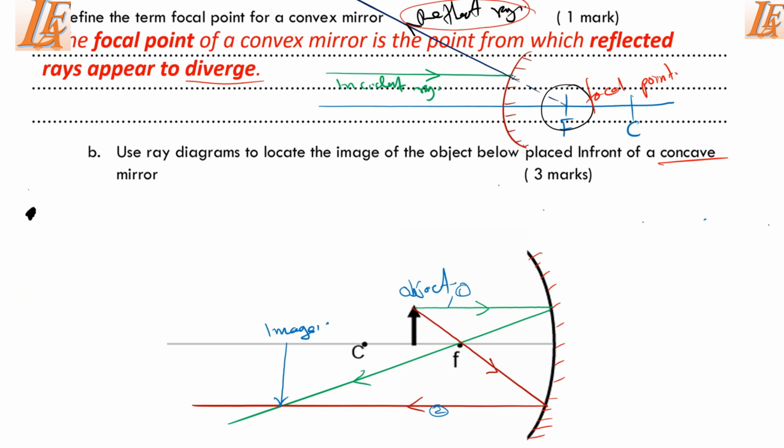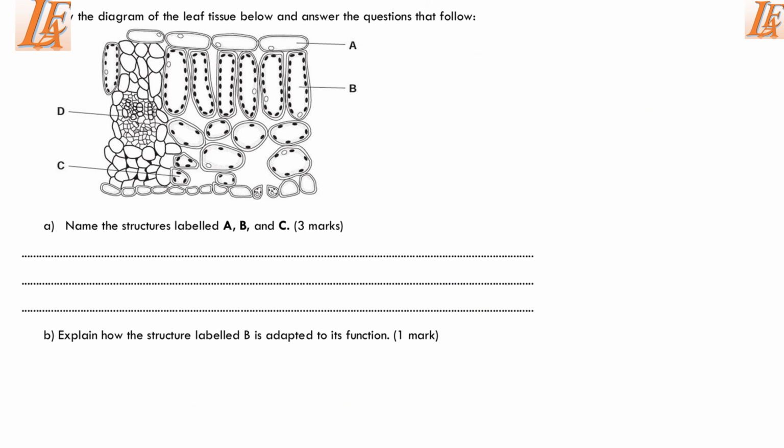Question 38. Study the diagram of a leaf tissue below and answer the questions that follow. So in this case, on the screen, we have an internal part of a leaf labeled A, B, C, and D. And then the first question, name the structure labeled A, B, and C.